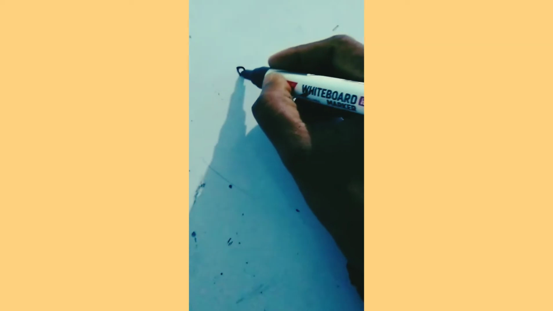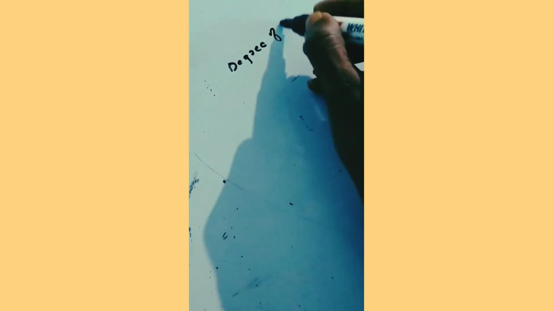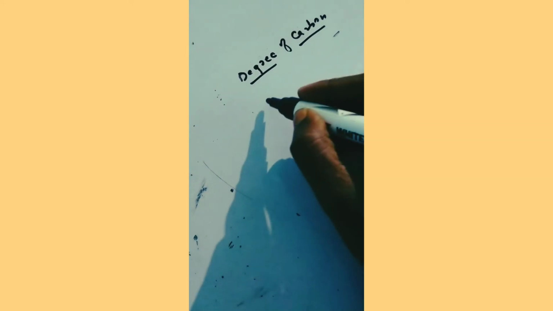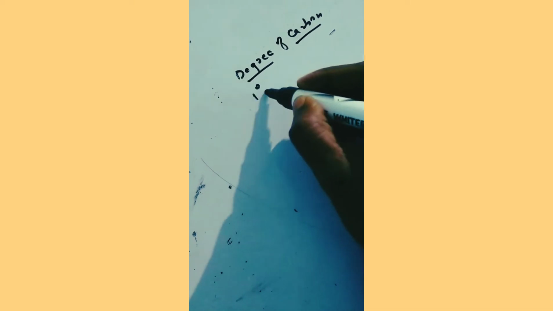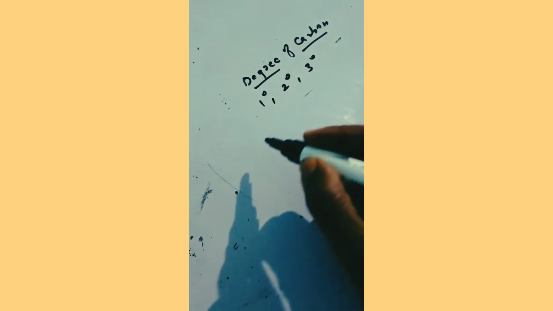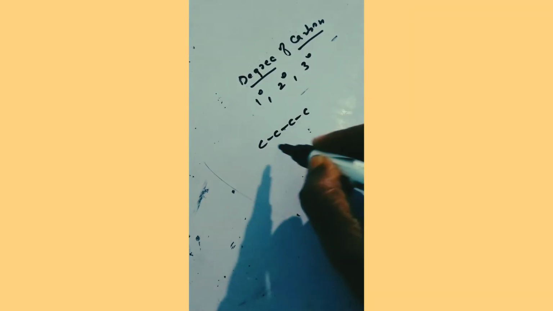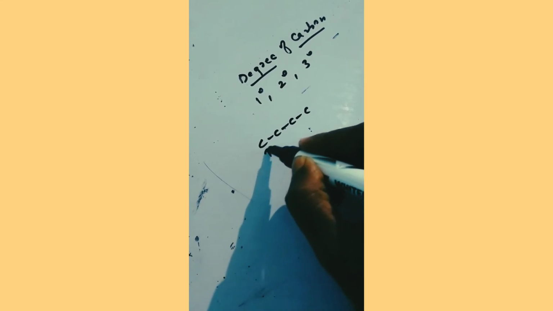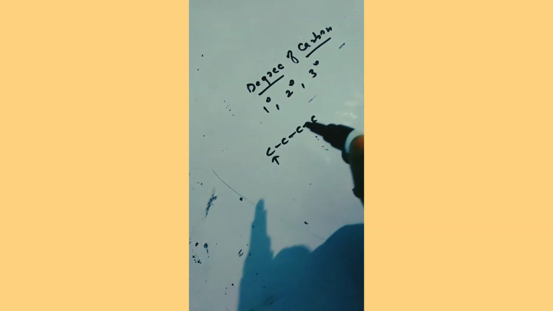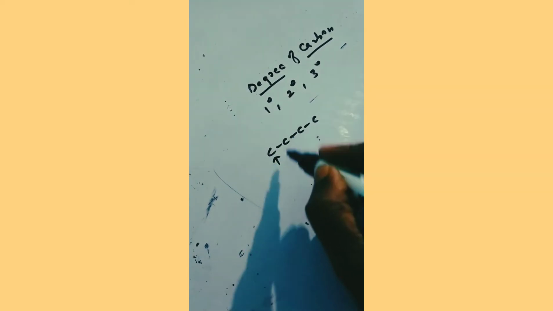Then the next example, we will discuss here degree of carbon. So the next part we will take here is degree of carbon. First of all, you should know that there are three types of degree: 1 degree, 2 degree, and 3 degree. Suppose we draw this structure. The degree of this carbon will be 1 degree, means how many carbons this carbon is attached to: one carbon, so it is 1 degree.